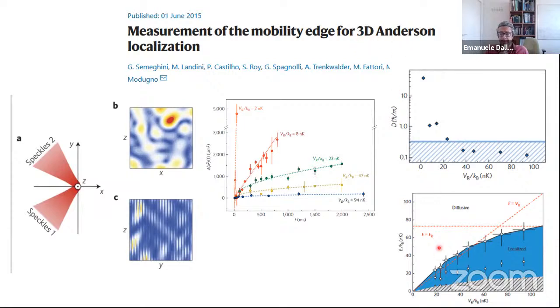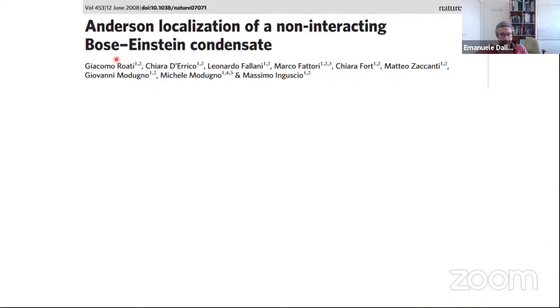If you repeated this experiment in one dimension, for instance, you would have only localization. All the phase diagram would be localized. Okay, so this experiment was actually done in 2015. And there was an earlier experiment, which I'm showing second because experimentally it was easier to realize. Theoretically, there are some caveats.